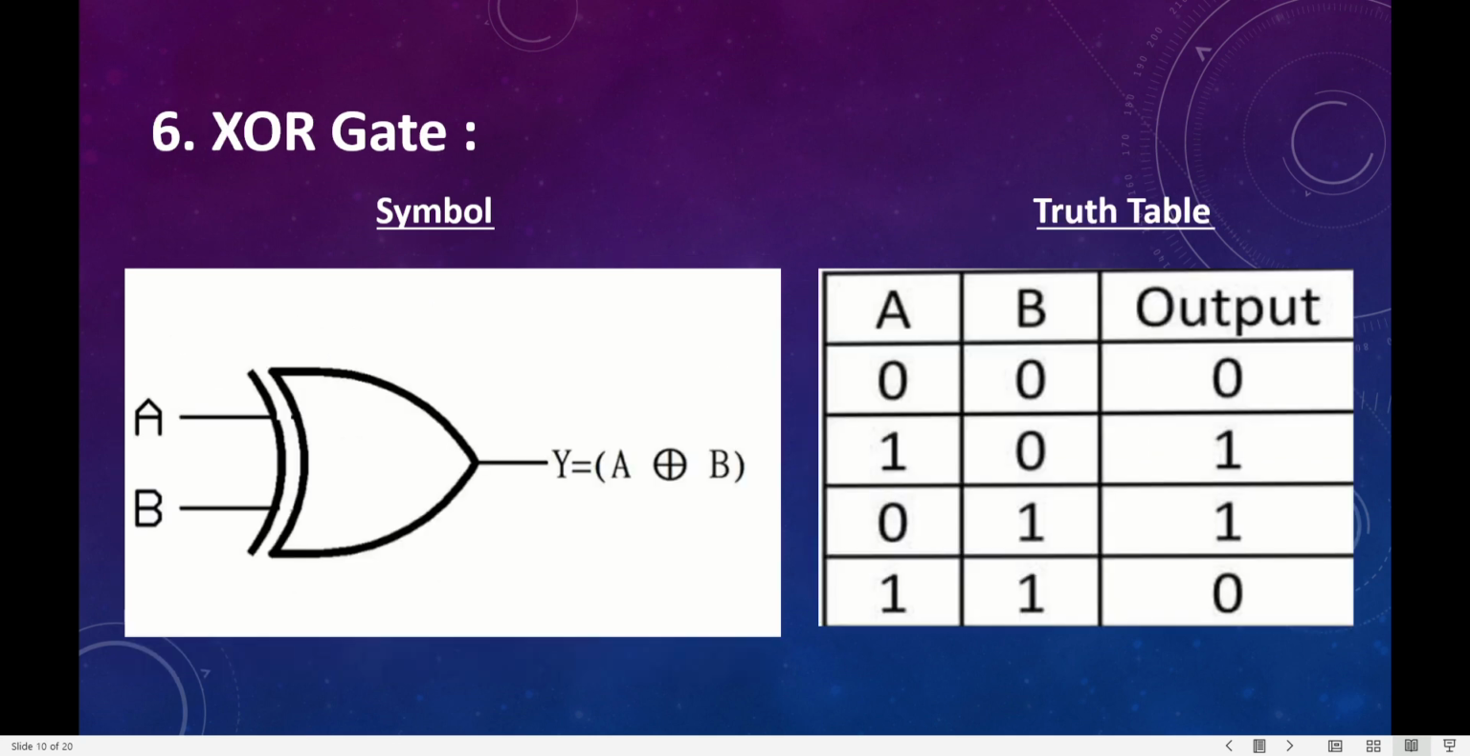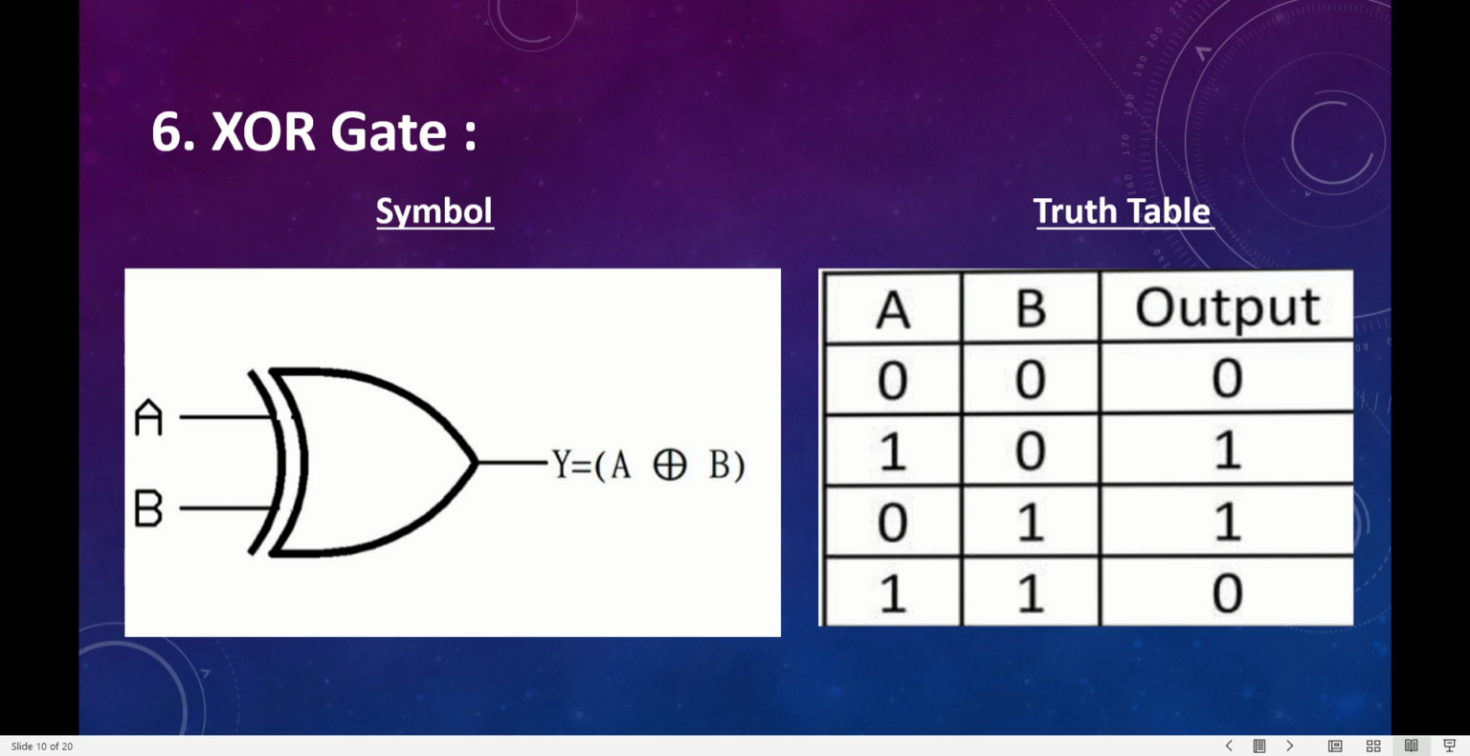And let's talk about the XOR gate, or exclusive OR gate. The truth table has two inputs and one output. The two inputs A and B are providing 0, and the output is also 0.